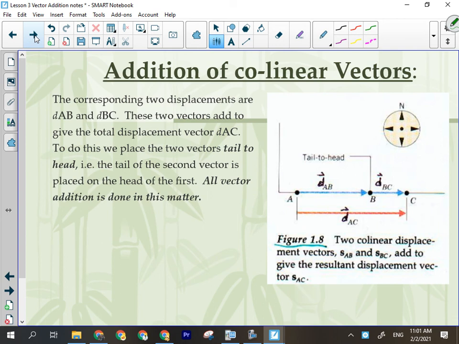You've done collinear vectors before. This stuff is all in your notes, but it is stuff you've done before. So all vector addition is done with that tail to head method. That's what's really important. The tail to head method is always what's used.